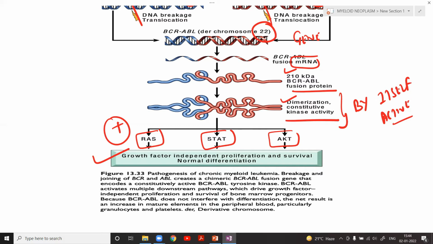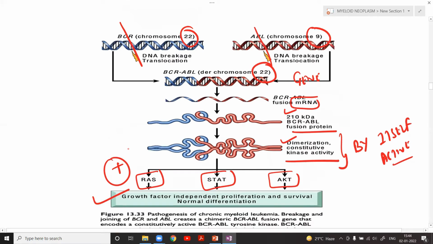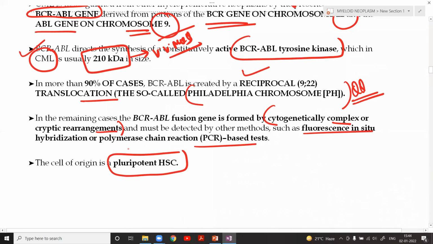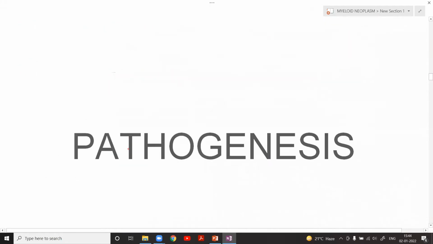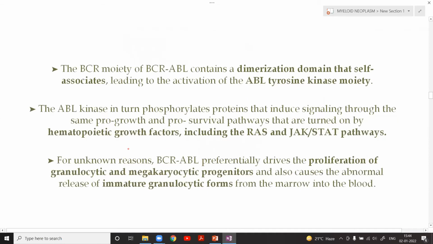Is this point crystal clear to everyone? Which is going from which? BCR in 22 and ABL in 9. So ABL from 9 is going to BCR in 22. And this is called the Philadelphia chromosome. Okay, is this clear to everyone?